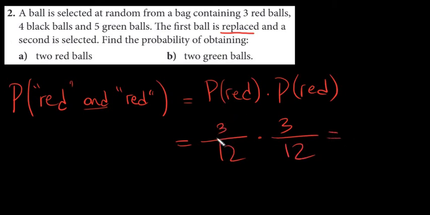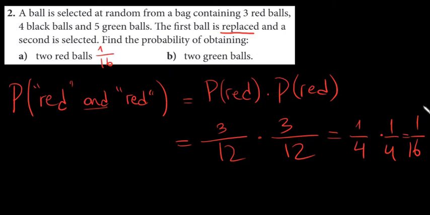So we can simplify 3 over 12 to 1 over 4, because we divide both numerator and the denominator by 3. And then this is also 1 over 4. So the answer is going to be 1 over 16. The probability of obtaining 2 red balls will be 1 over 16.